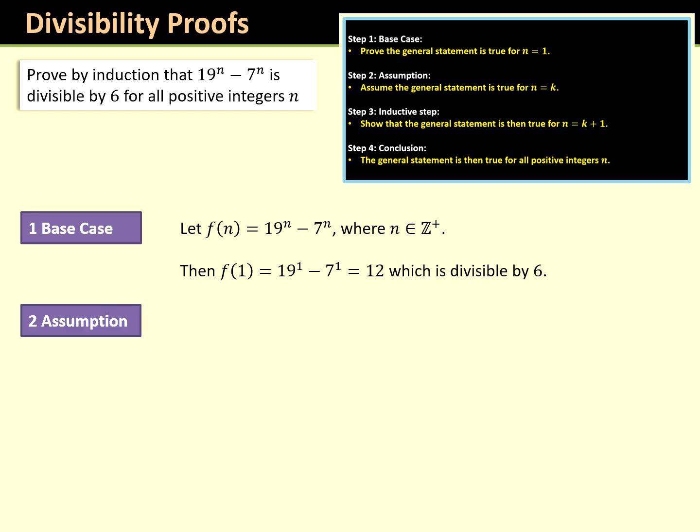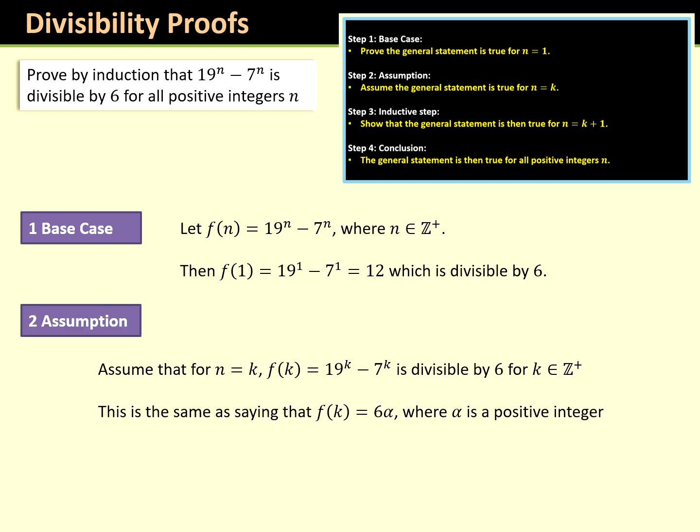Our assumption is that, again, we're using n equals k, so replacing the n's with k's, we're defining f(k) as 19^k − 7^k. We're assuming that is divisible by 6, and another way of saying that is that f(k) is equal to 6α, where α is a positive integer. So when we do our inductive step, we'll be using the fact that f(k) is equal to 6α.